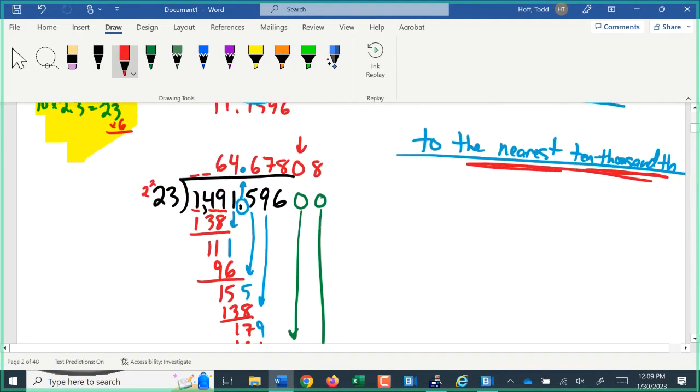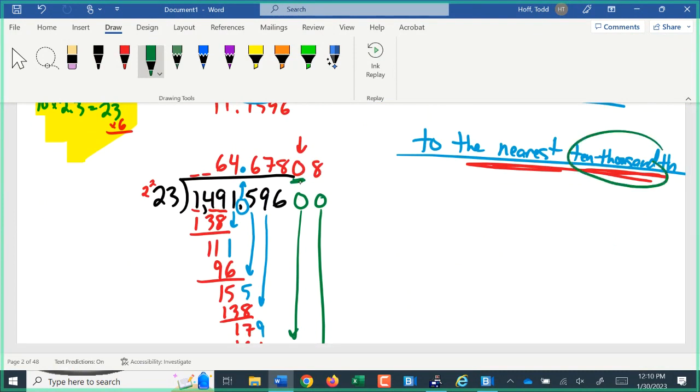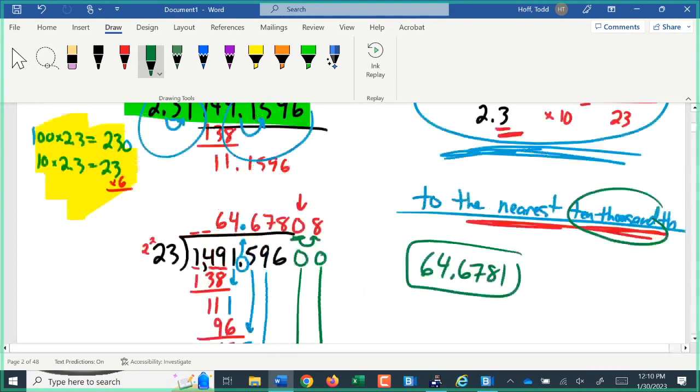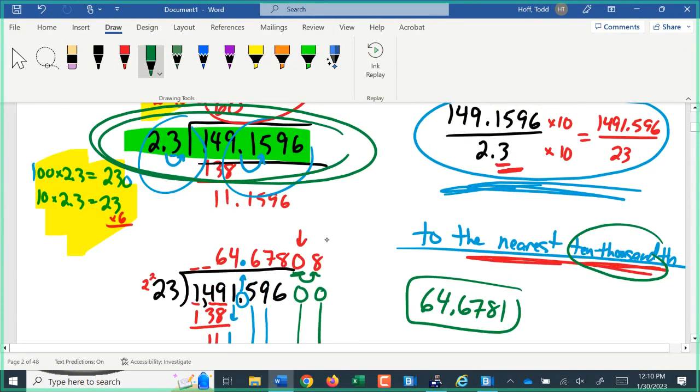So now when we look at this, we're rounding to the nearest 10,000th, so the 0 is in the 10,000ths place. That next digit is an 8. So to the nearest 10,000th, this is 64.6781. Now, long division, I realize, is the one operation I try not to do by hand because it sucks. But again, on the test, I would at least expect you to convert from this to this, showing that the decimal point's been moved over.